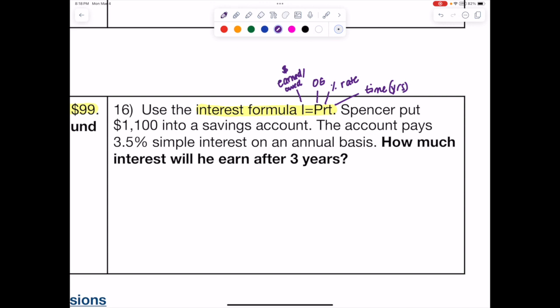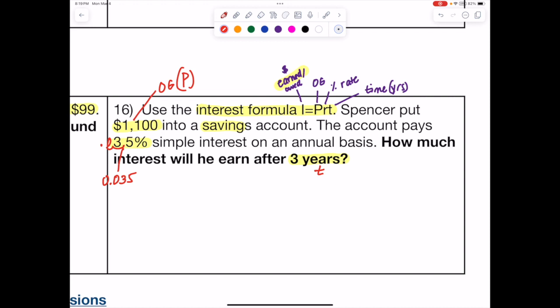It says Spencer put $1,100 into a savings account. So we know that we're going to be earning money because it's a savings account. It pays 3.5% simple interest on an annual basis. How much will he earn after 3 years? I want to go through and label a little bit here. Here's my OG, so this is my principal. Here is my percentage rate, but right away I want to convert this to 0.035 as a decimal, and then here's my T for time.